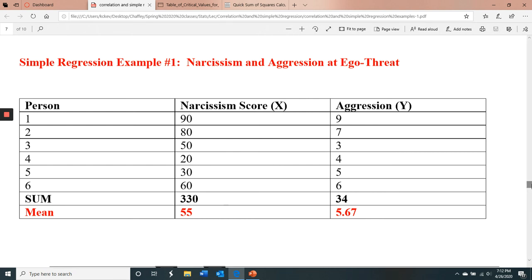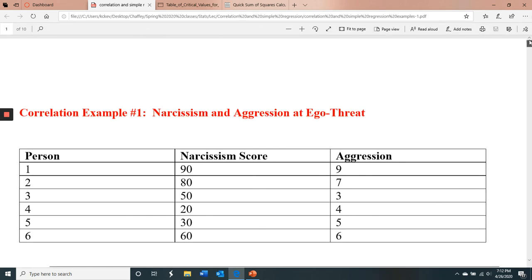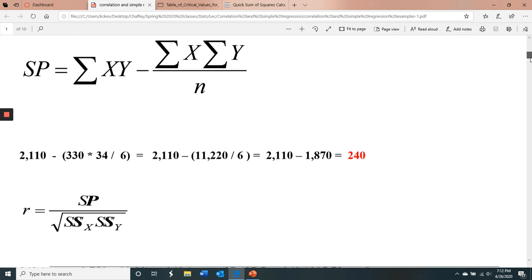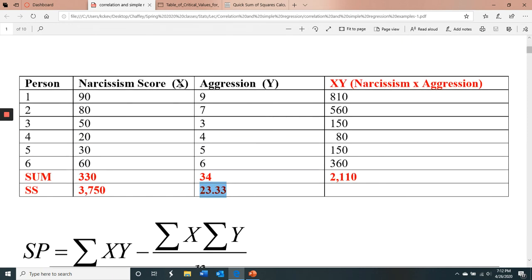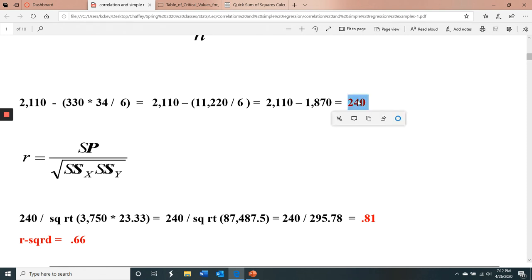I'm going to show you. So remember our first example? We did all of this for the Pearson. We found that the sum of squares for x was this, sum of squares for y was this. And here you have to make sure that you keep track of your x's and y's. So sum of squares for x, which was narcissism, is here. Sum of squares for y was here. So just remember this. Remember our SP we calculated from the Pearson was 240.